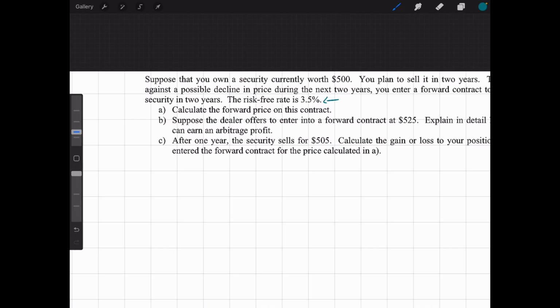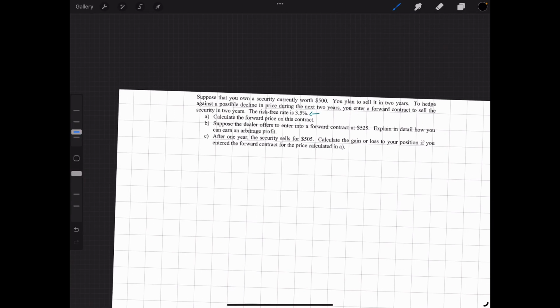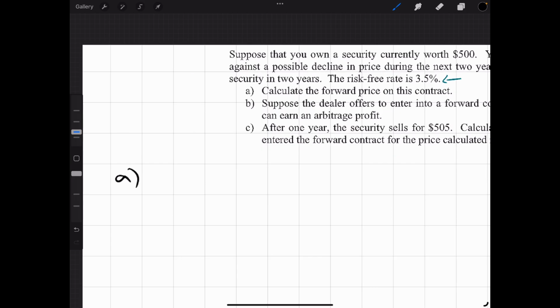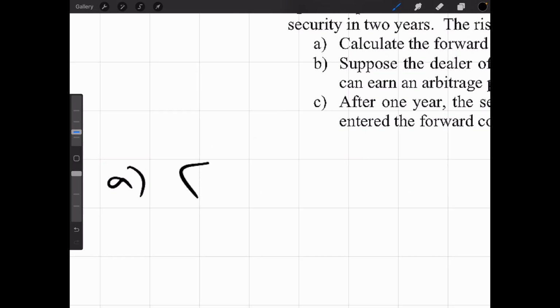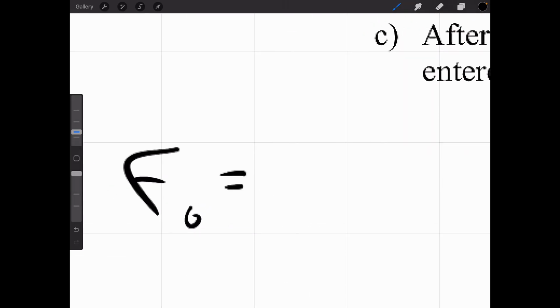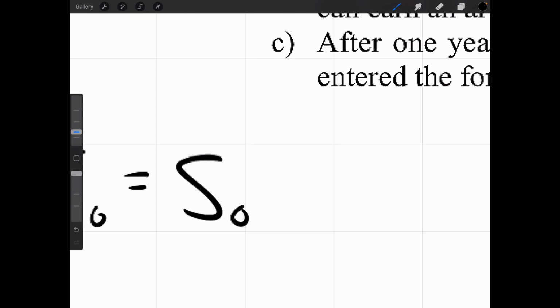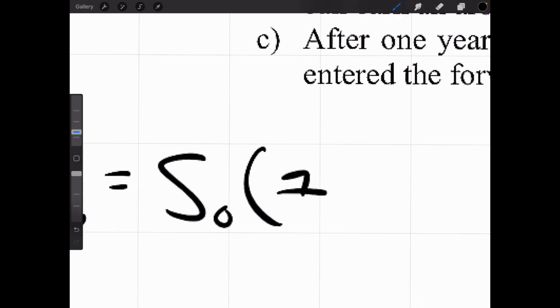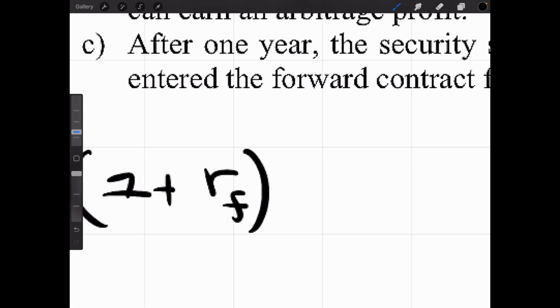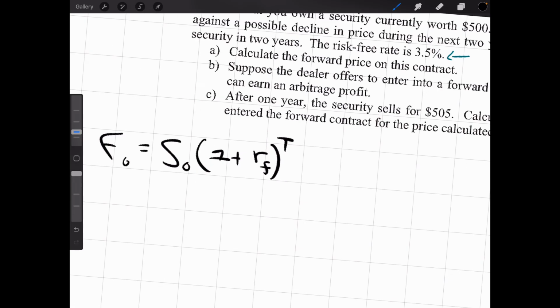So, A, we are interested in calculating the forward price on this contract. So let's call it the forward price F0 is equal to S0. I'll explain what each part of this means. Bracket 1 plus r_f, and T.